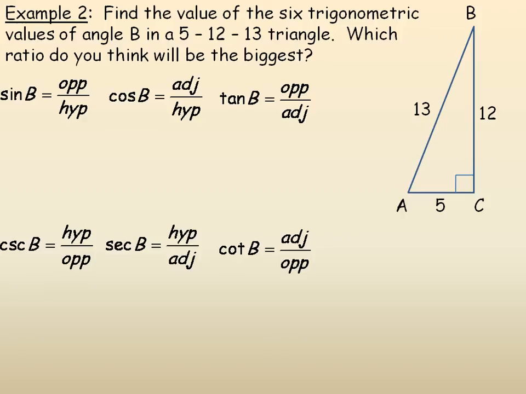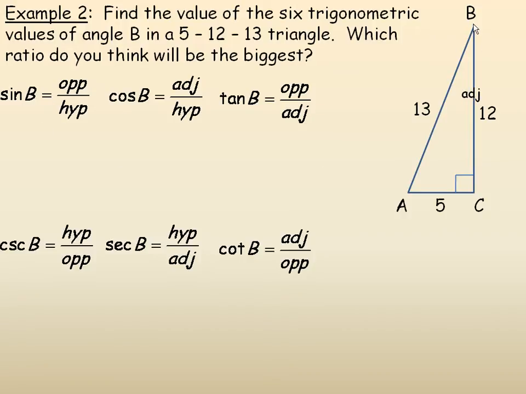To the second page. In this example, we're given a triangle that has sides 5, 12, and 13, and we're asked which trig ratio of the six do you think would be the largest. And so sine is opposite over hypotenuse, so let's label the sides over here. In the diagram, we're talking about angle B now.